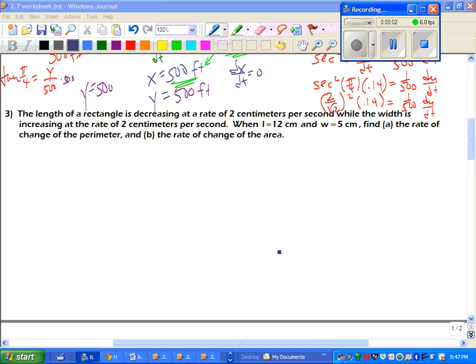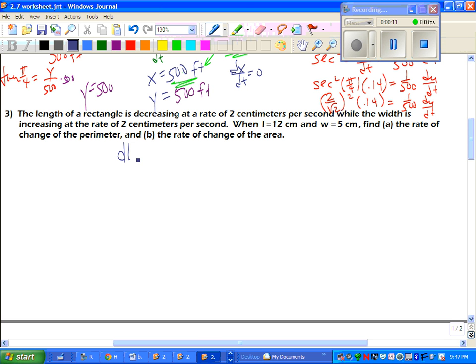Number 3. The length of a rectangle is decreasing at a rate of 2 centimeters per second. So the change in the length with respect to time is 2 centimeters per second. While the width is increasing, again, that was decreasing, so that should have been a negative 2. The width is increasing, so dw dt is positive 2 centimeters per second.